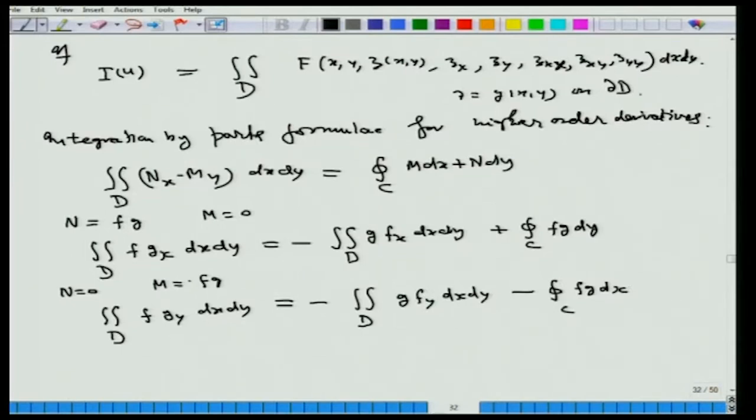So, instead of this, we take minus f g here. So, that is what will come here. Now, if you take here n equal to f g x minus f x g and m equal to 0, we get... So, here n is this.